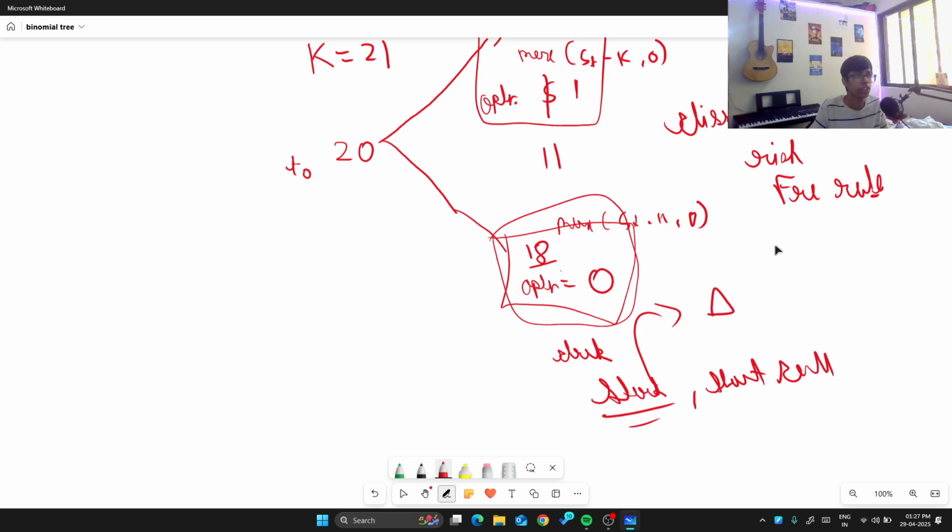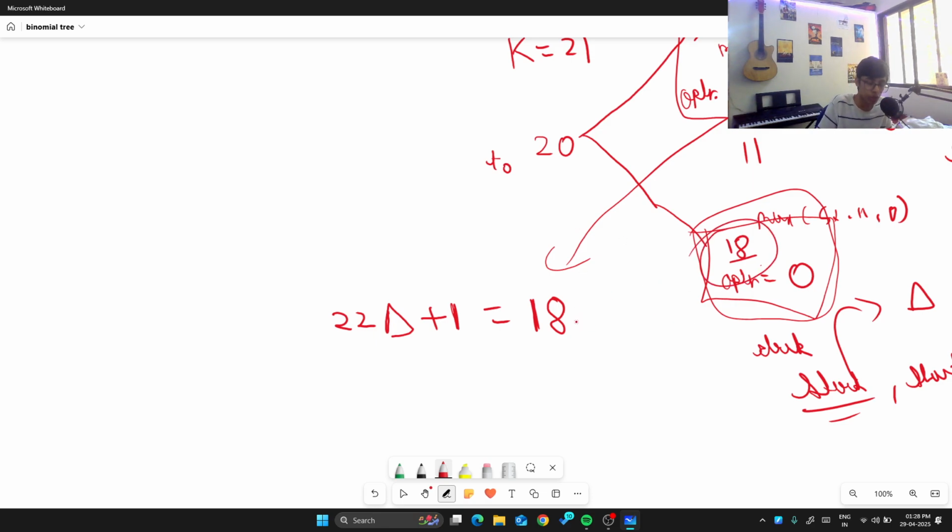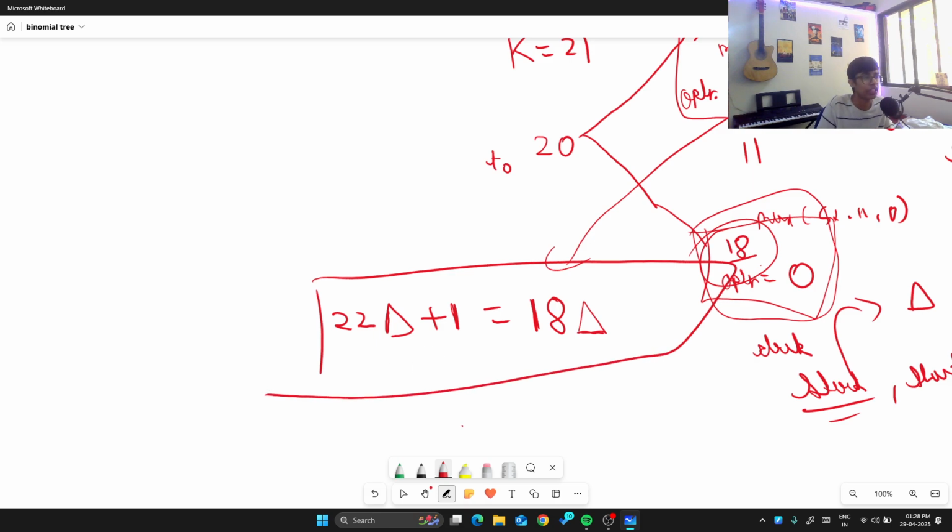So we want that if the market goes up, our total payoff would be 22 times delta, the amount of stock, plus 1 from the short call option, equal to, if the market goes down, we will earn 18 dollars on the delta amount of stock. We want both sides equal, so we will find the value of delta such that this equation holds.